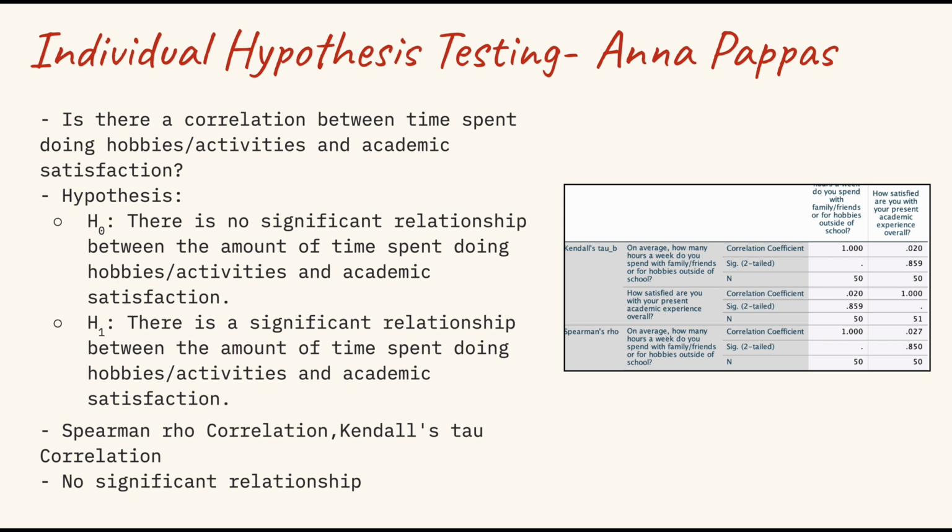From the Spearman's Rho test, the correlation coefficient was 0.027 and the p-value was 0.850. Again, this shows a very weak, almost non-existent correlation, and the high p-value also means there's no statistical significance. The overall finding was that both tests support the same conclusion. There is no significant relationship between how much time students spend on hobbies or activities and how satisfied they are with their academic experience. This means we accept the null hypothesis, and based on this data, time spent on hobbies or our social life don't have a measurable impact on academic satisfaction.